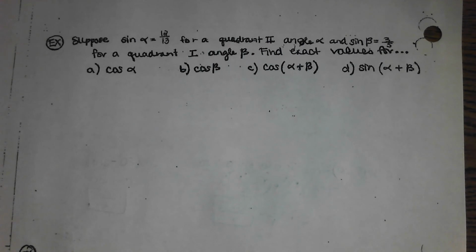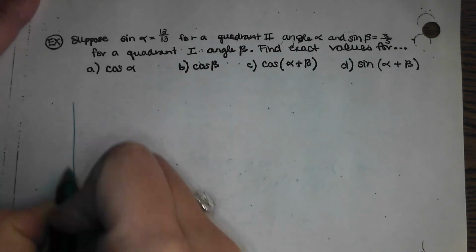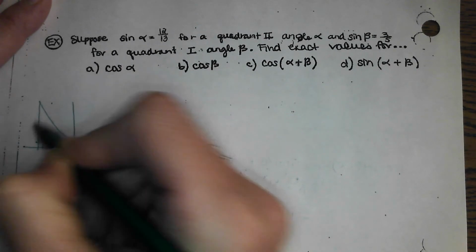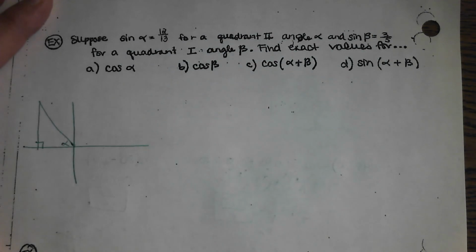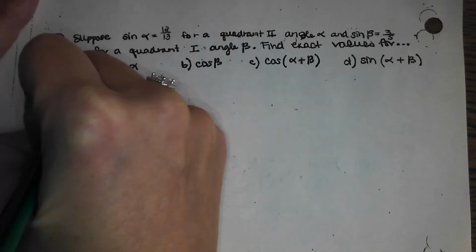This is going to be similar to stuff that we've done. You're given that sine of alpha is 12/13 for a quadrant 2 angle. Always draw. Quadrant 2, so draw a triangle for quadrant 2. Right triangle, that's going to be your alpha. Opposite over hypotenuse, 12 over 13.